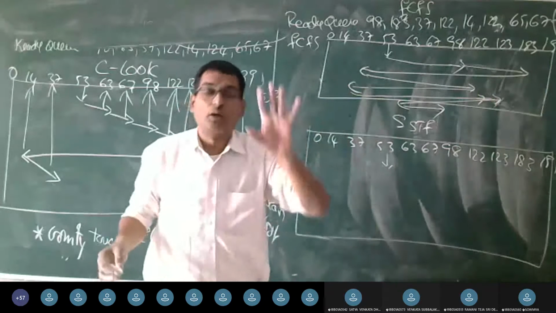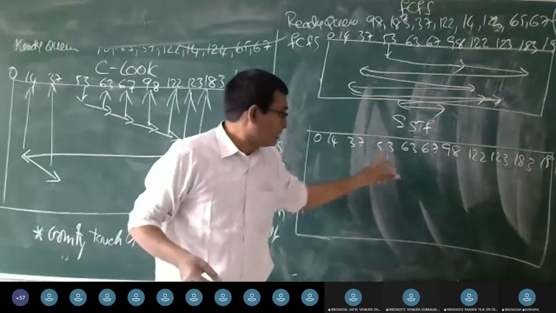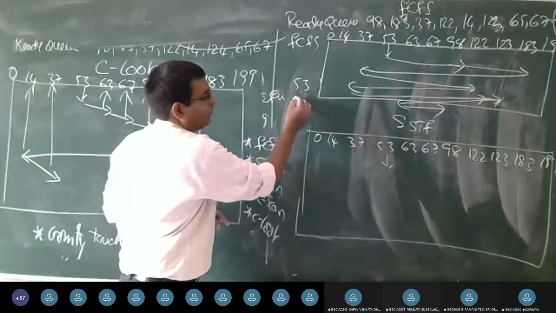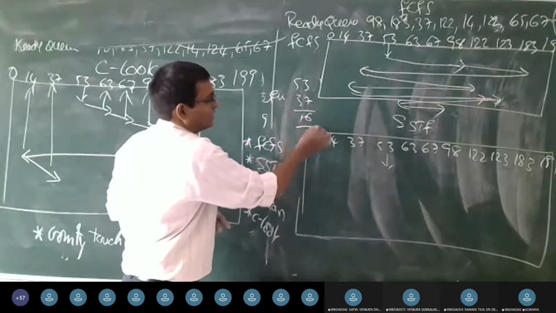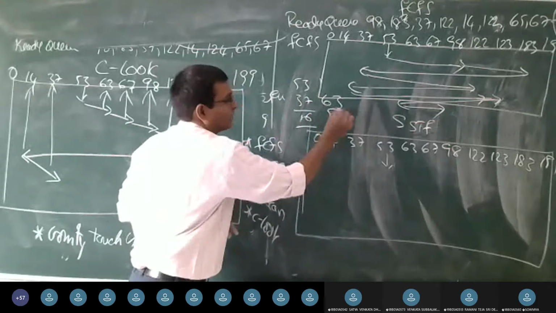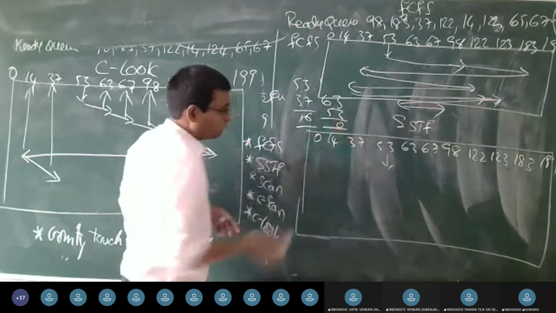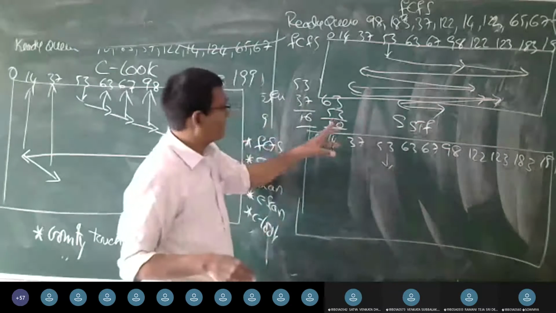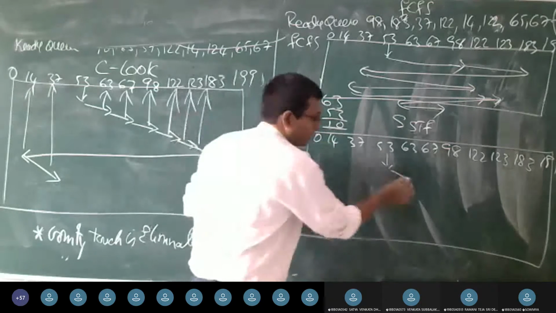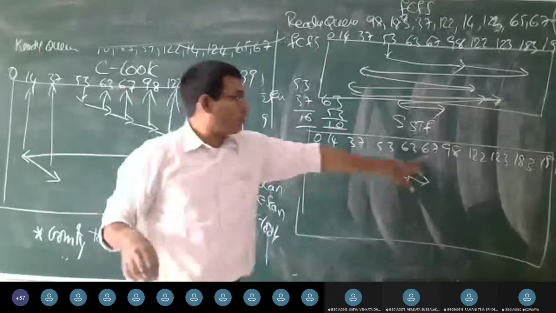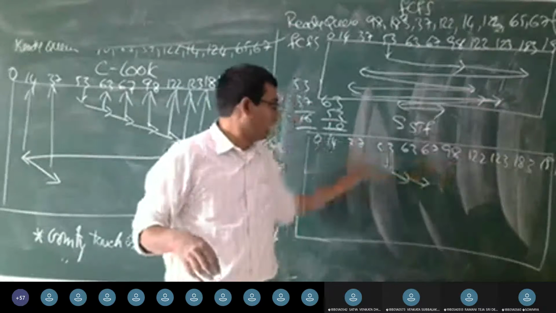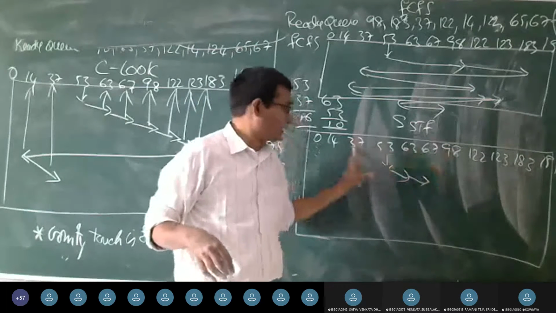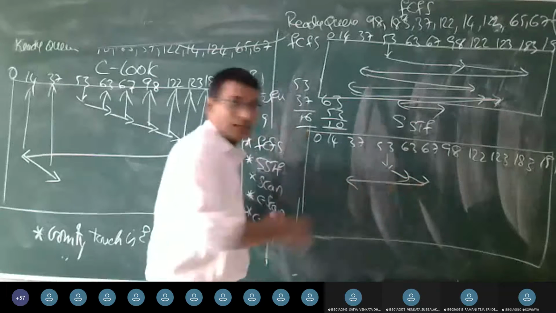Okay, from 53, what is the shortest? 63 or 37, which is shortest? So, how do I know shortest? 53 minus 37, it is 16. 63 minus 53, it is going to be 10. So obviously it has to go to 63. From 63, which is shortest? 67. From 67, which is lowest, 98 or 37? 37. So it goes to 37.